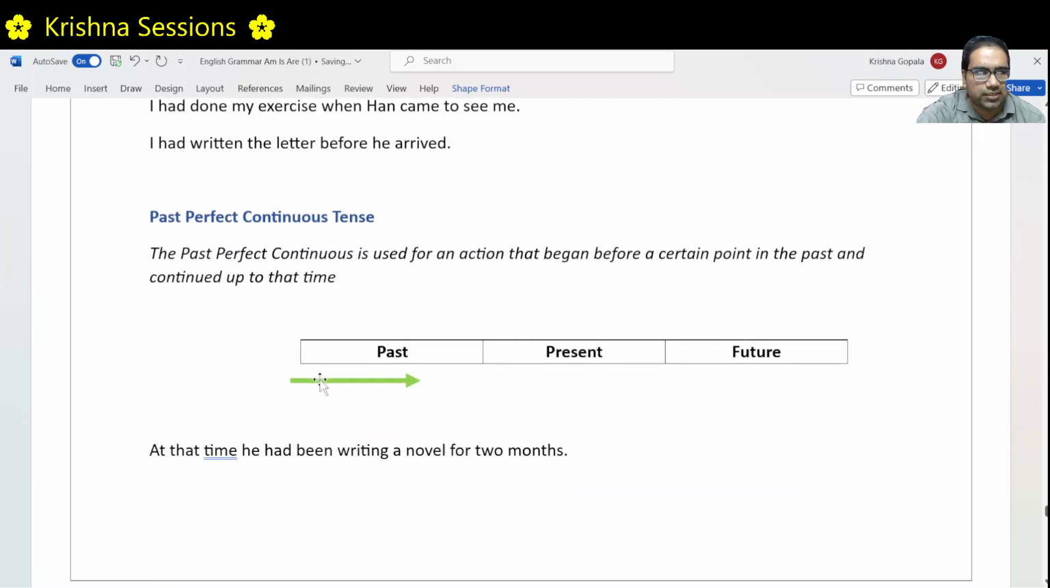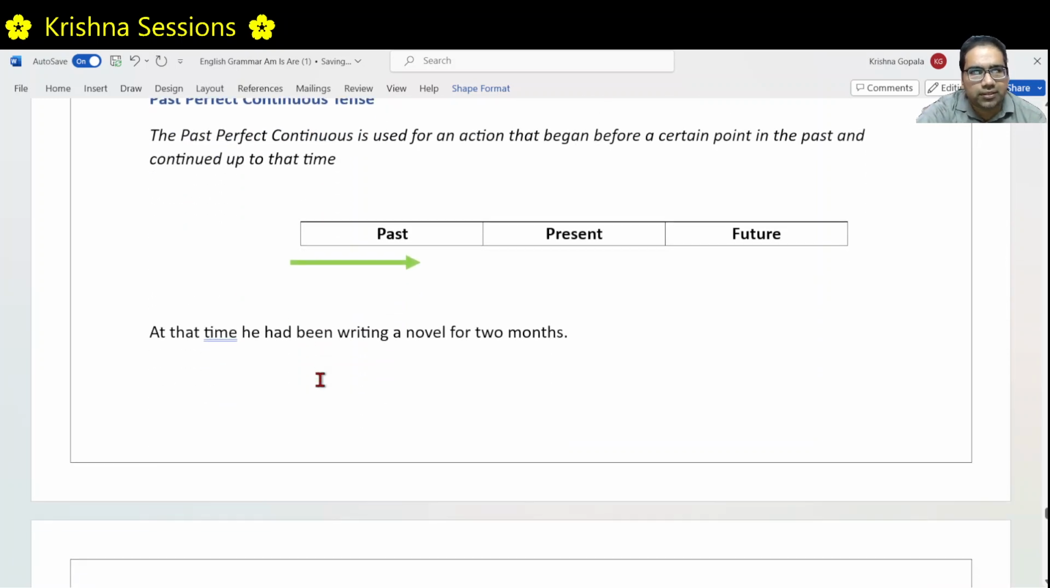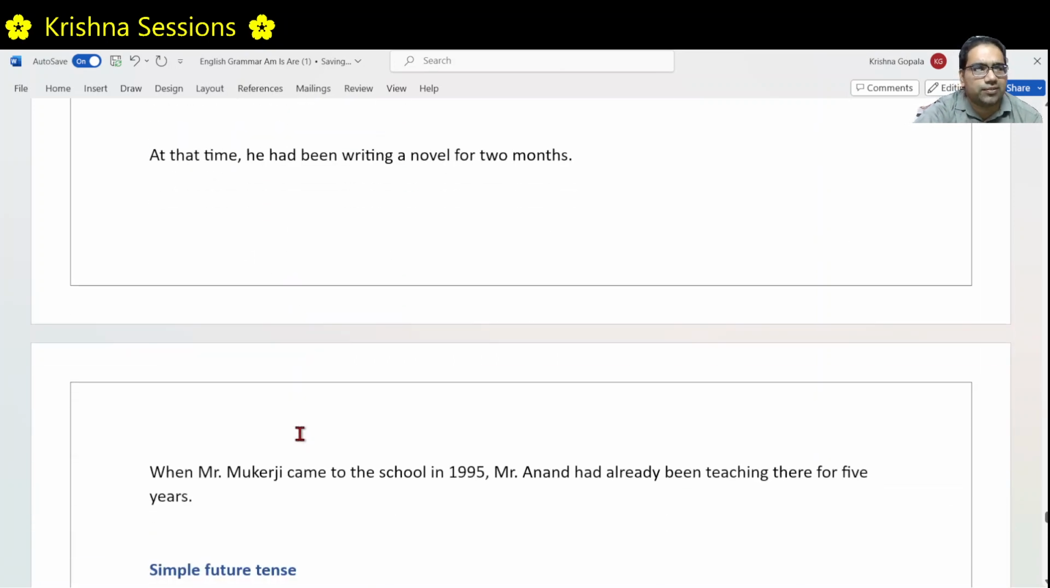Past perfect continuous tense. So that means the action has started somewhere in the past and it continued. It's a continuous tense. It continued till some point. At that time, he had been writing a novel for 2 months. At that time is here. And he is saying for the last 2 months prior to that time, he was writing a novel. In this case, we will use past perfect continuous tense.